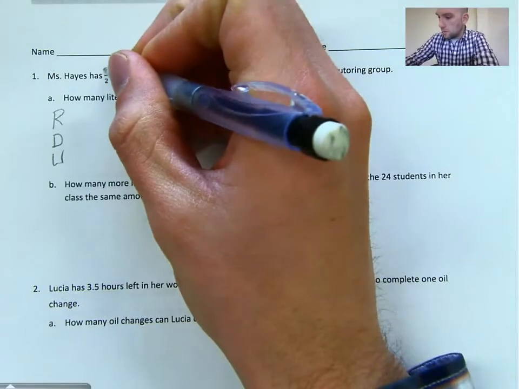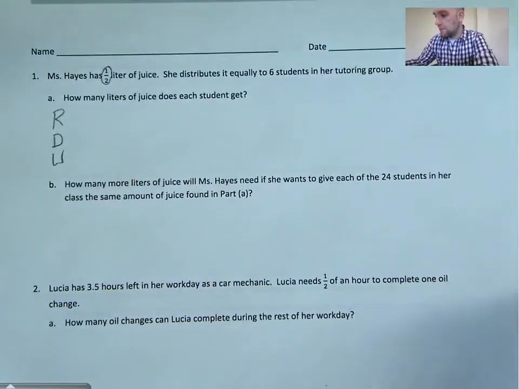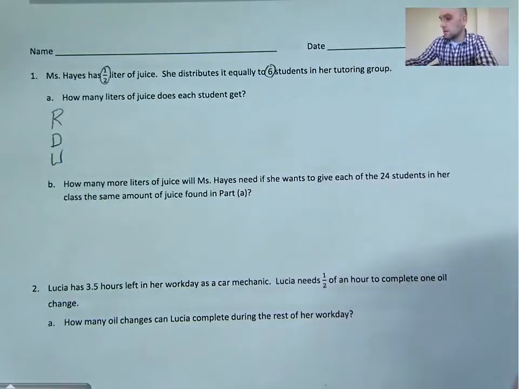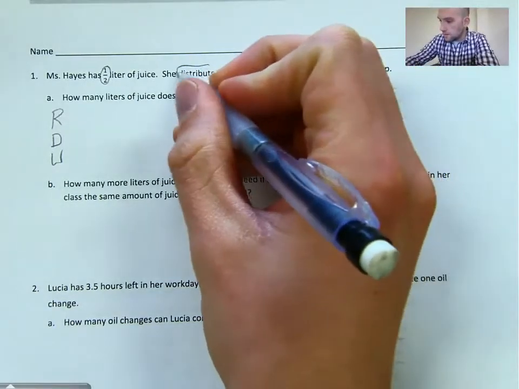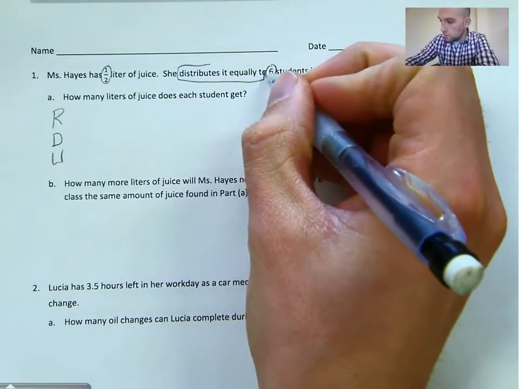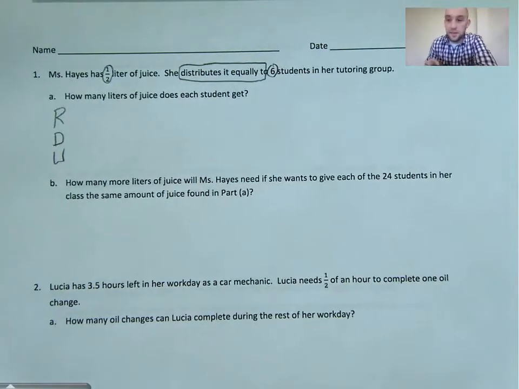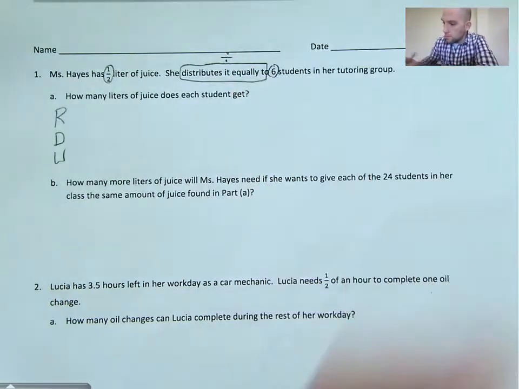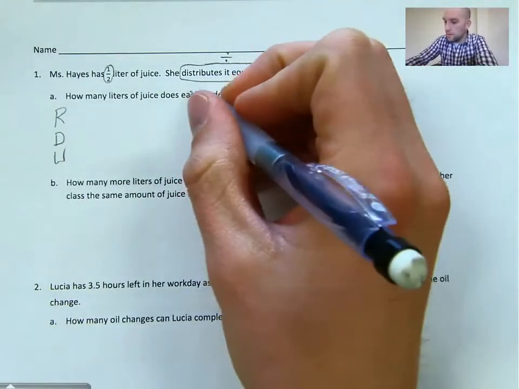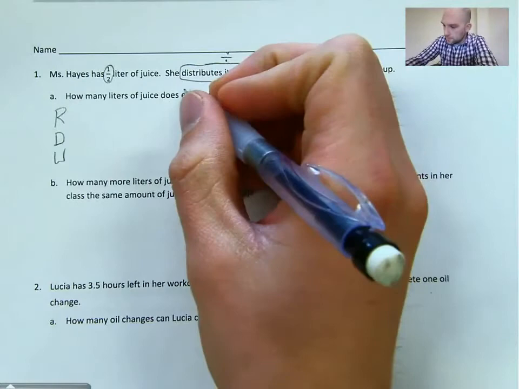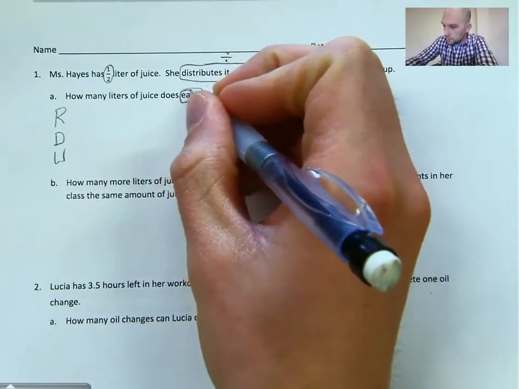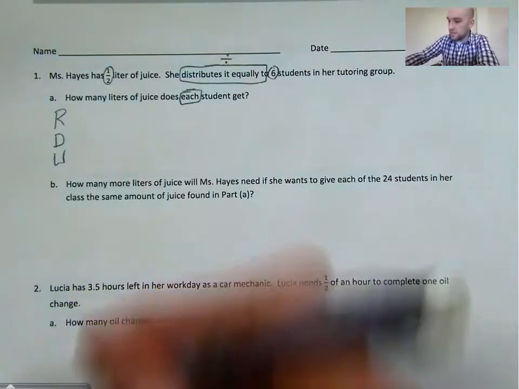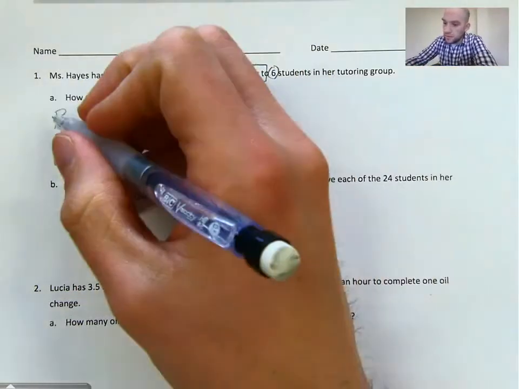And as I read, I'm going to circle my numbers. I have a half liter of juice here, and I need to distribute it equally to 6 students. When I see this distributes equally to, I know that means we need to divide. And we want to know how many each student gets. And each can either mean multiplication or division. In this case, it's going to be division because we're distributing into equal groups.